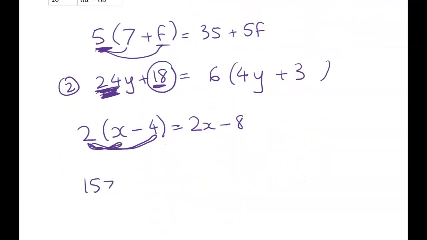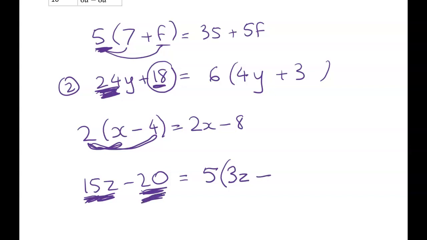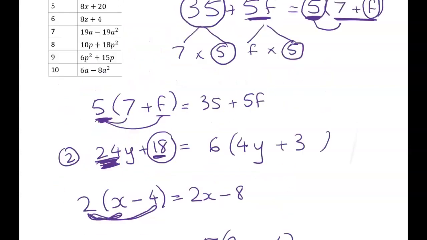So 15z take away 20, we ask ourselves for the highest common factor of 15 and 20. And that highest common factor is 5. So we write down the 5. Now 5 what's are 15, 5 threes are 15, and we have to times by z to match up with 15z. So 5 times 3z, take away, 5 what's are 20, 5 fours are 20. So that's that one done. So that was question number 3.